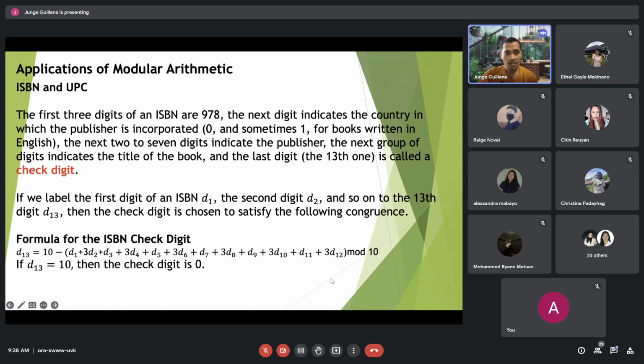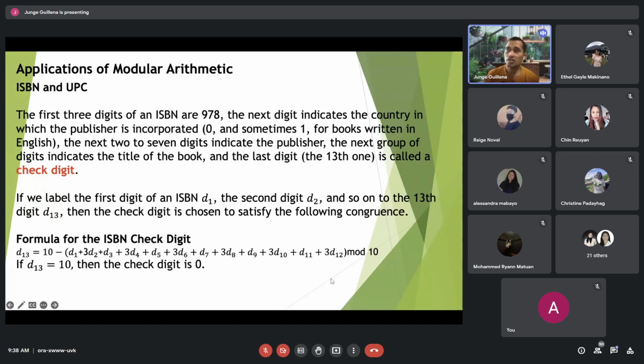And for the 13th digit, d sub 13, if it is equal to 10, then the check digit is 0. Do not include 10, only include 0. So if your answer for the 13th digit is 10, then you only get 0, not 10. So this is the formula for the ISBN check digit.